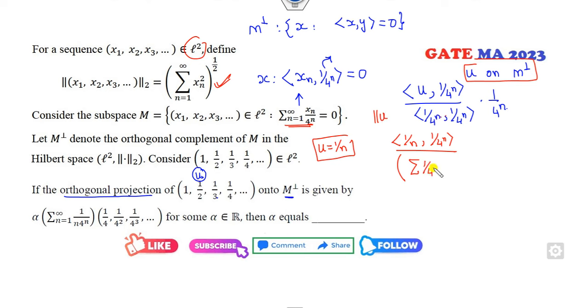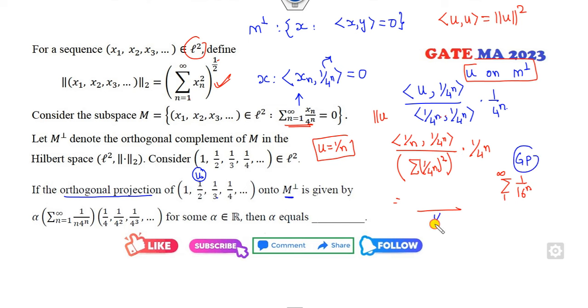It is 1 over 4^n squared, and this 1 by root 2 cancels out with this square, because we all know the inner product of this with itself is basically the norm squared. So the norm squared is here into 1 over 4^n. So I need to calculate the denominator part. What is that? It is 1 over 16^n, and n varies from 1 to infinity. This is my GP. So what is the sum of the GP? a over 1 minus r. So it will be 1 over 15.